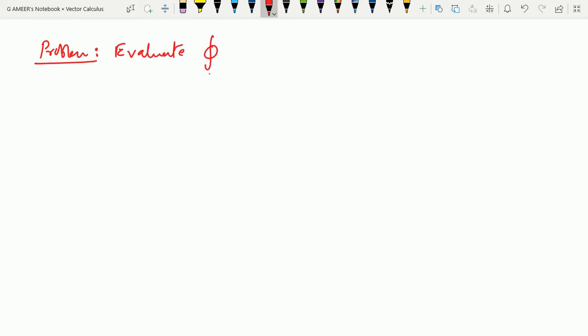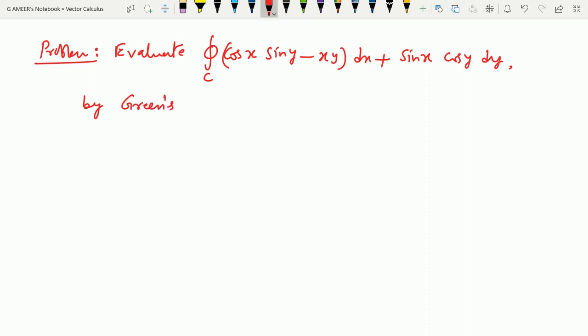So along a closed curve, the functions are as follows: cos x sin y minus xy dx plus sin x cos y dy, by Green's theorem, where C is the circle x square plus y square is equal to 1. Okay, the boundary they have given is x square plus y square is equal to 1.